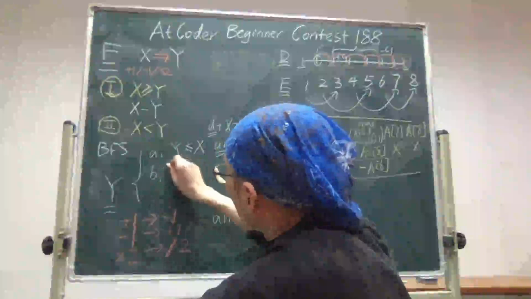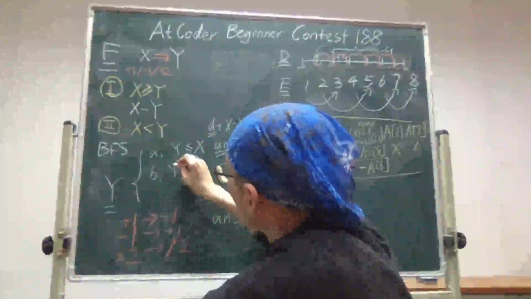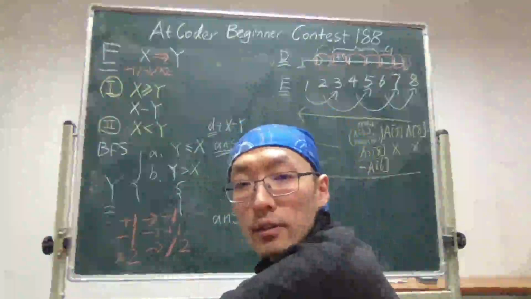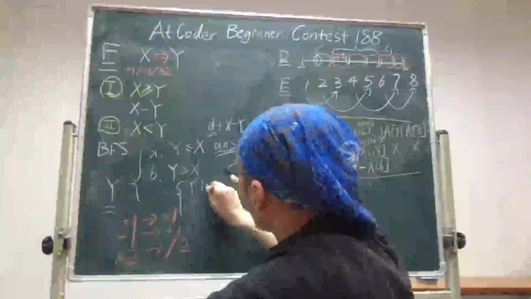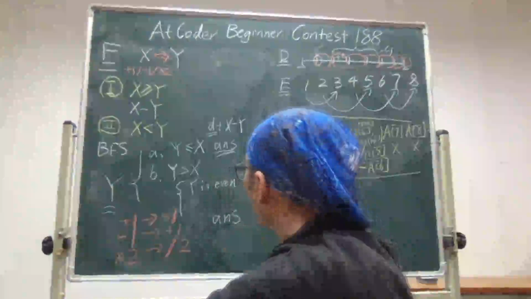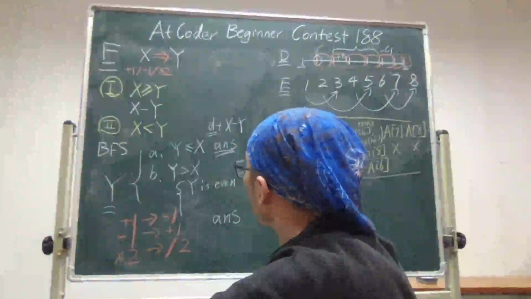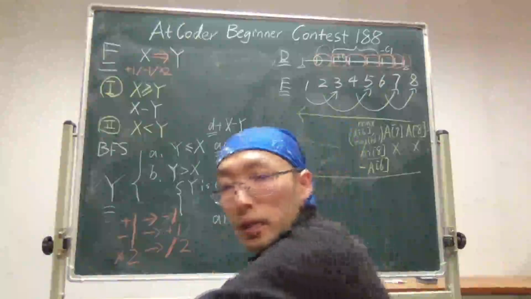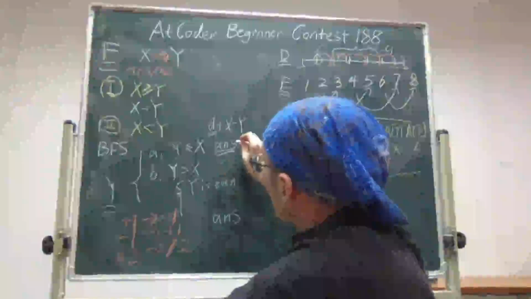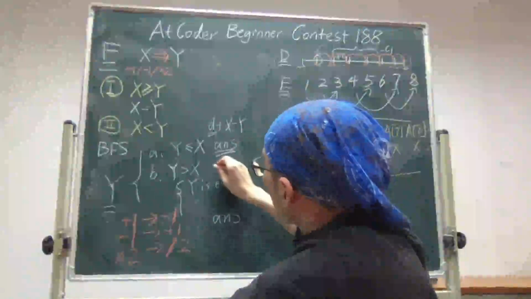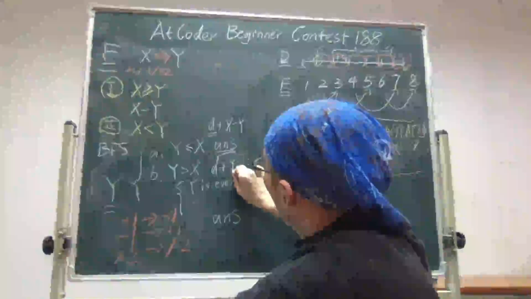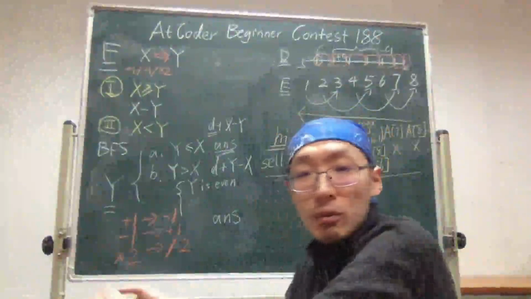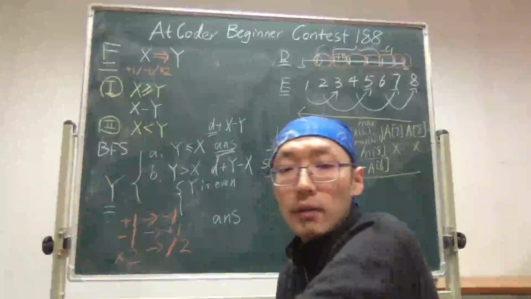And in the second case, y is still larger than x. We consider 2 more cases. Before we do this, we will also update the answer with d plus y minus x. That means we will go one step each, directly to x.